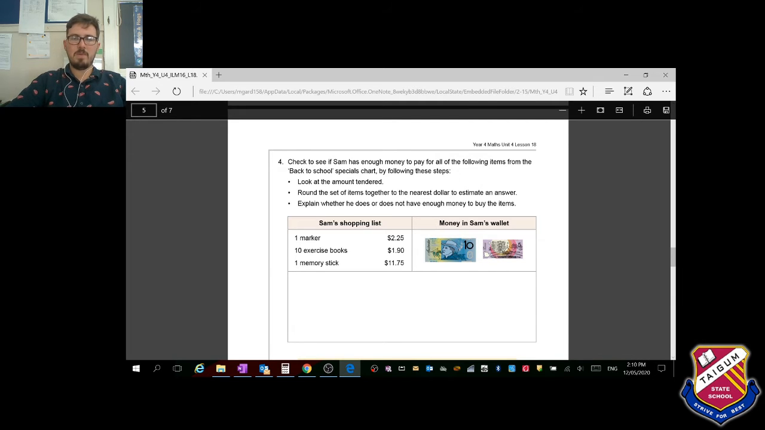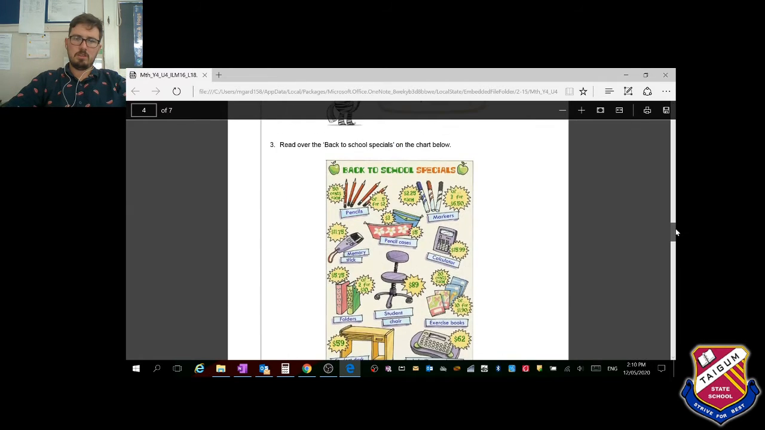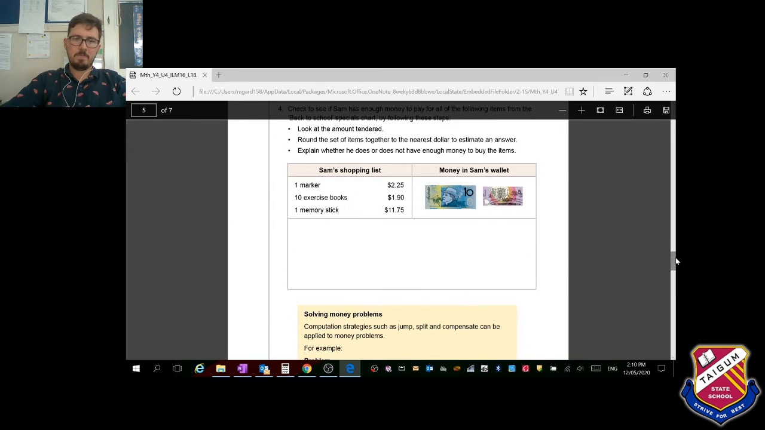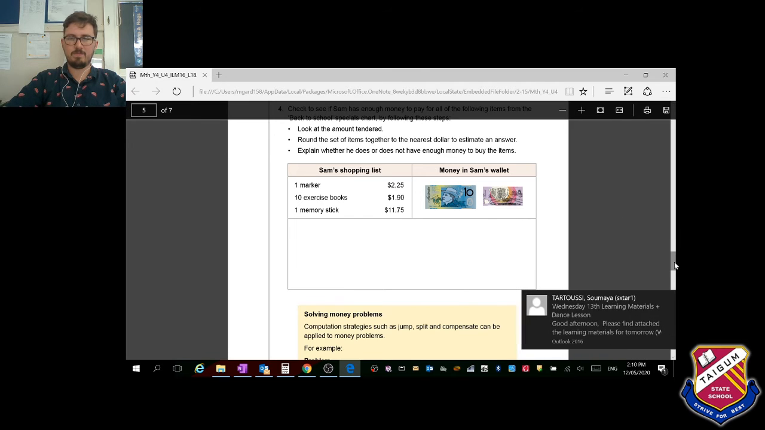So if we look here, one marker, I'm rounding down to $2. 10 exercise books, 10 for $1.90, yep. So I'm going to round that to $2. One memory stick, I'm going to round that to $12. So 12 plus 2 plus 2 gives me 16. So Sam will not have enough money for that because he's only got 15.